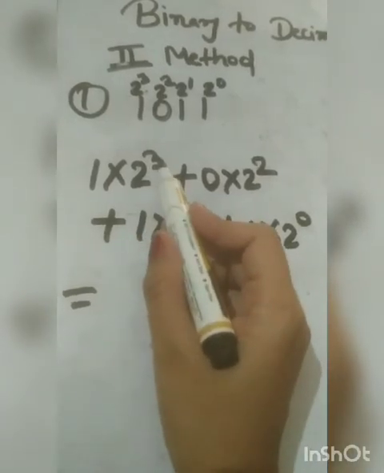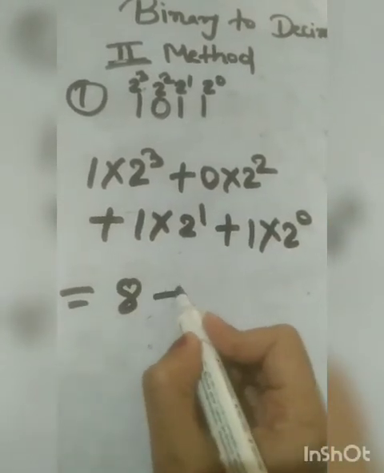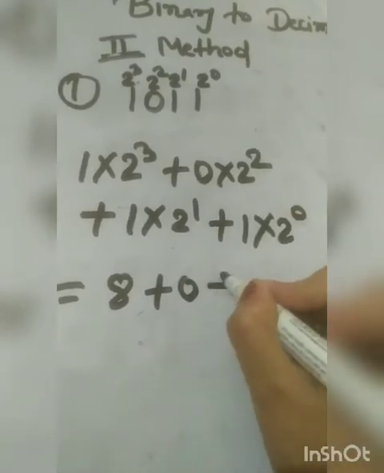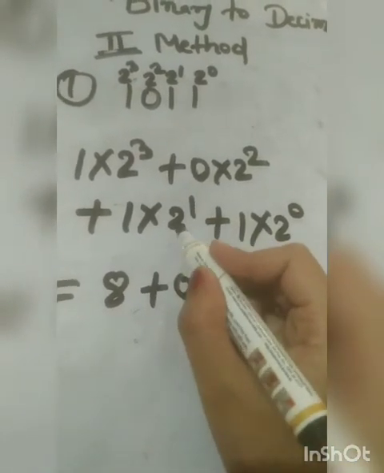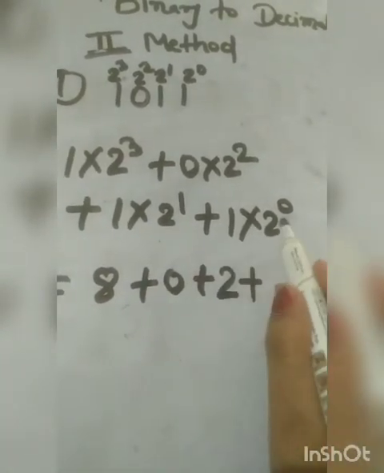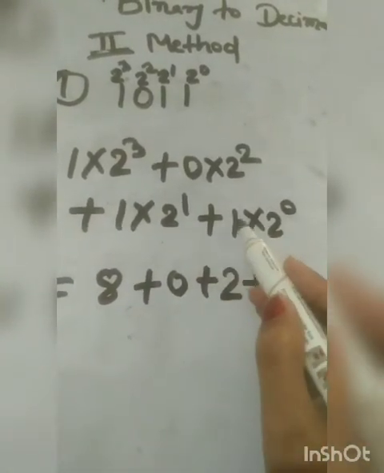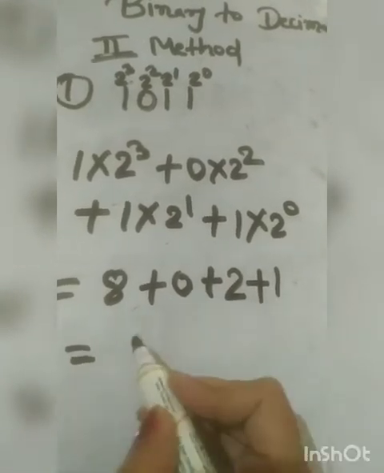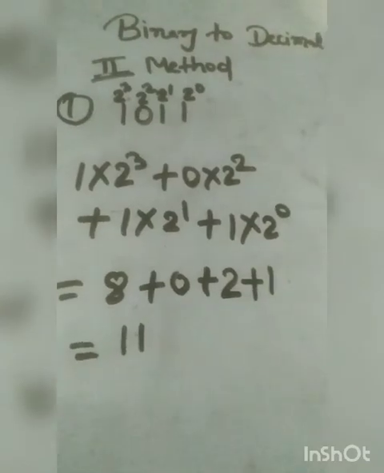2 cube means 8. If you multiply with 0, it will be 0. 2 to the power 1 means 2, and 2 multiplied with 1 will be 2. And 2 to the power 0 will be 1, and 1 multiplied by 1 will be 1. So 8 plus 2 plus 1 is 11. So it will be 11.